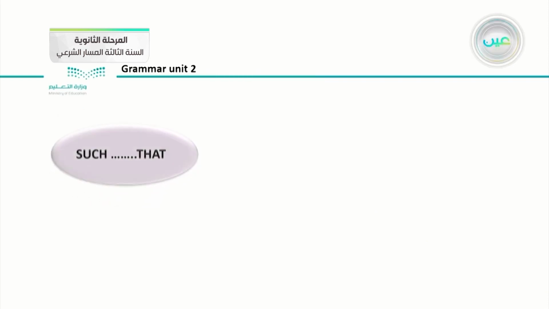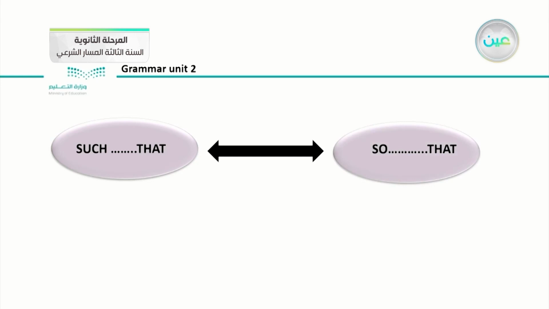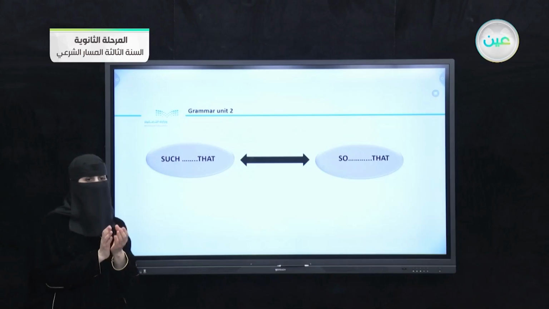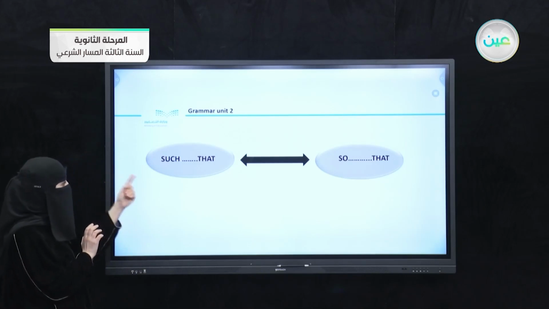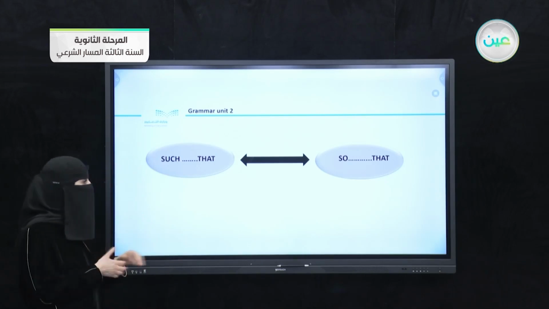Let us go to the grammar from that unit. In that grammar, we have "such that" and "so that". At first, I want to notice that "so" and "such" can be used to make the adjective stronger. And we can use "such that" and "so that" to give a cause and a result for the sentence.